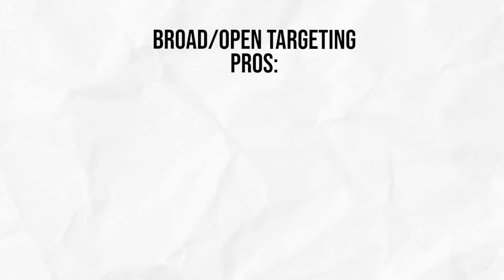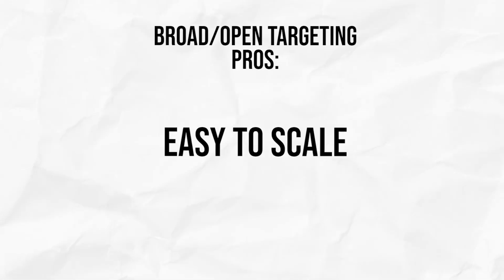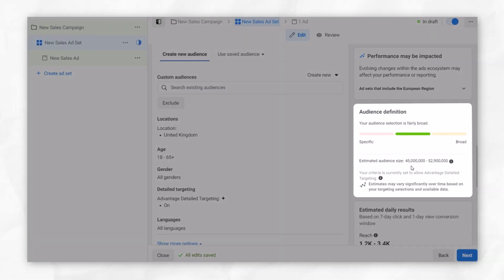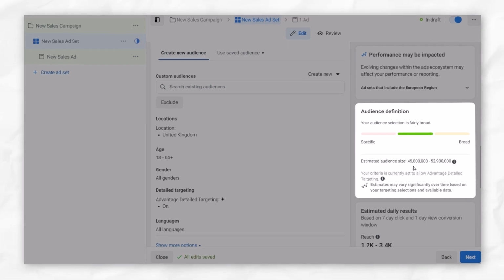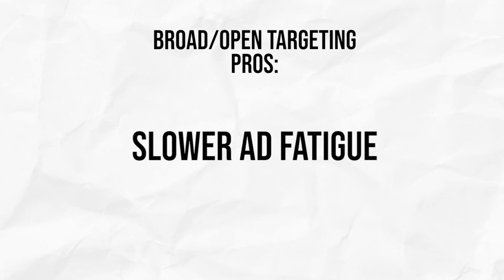With broad open targeting, you're also able to scale campaigns massively. If you can get your campaigns to work well, to produce a really good return on ad spend, you can scale them and you can scale them and you can scale them. If we're running open targeting in the UK, you can see on this right-hand side over here, we're looking at an audience size of 45 to 53 million. In the US, it's going to be 200 million plus. These audiences are absolutely enormous. The scalability is fantastic. With really large audiences, you also run into ad fatigue issues far slower.